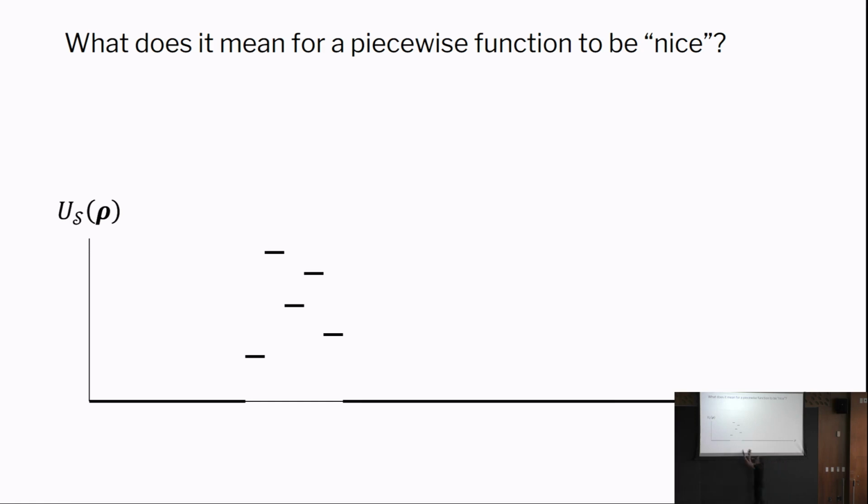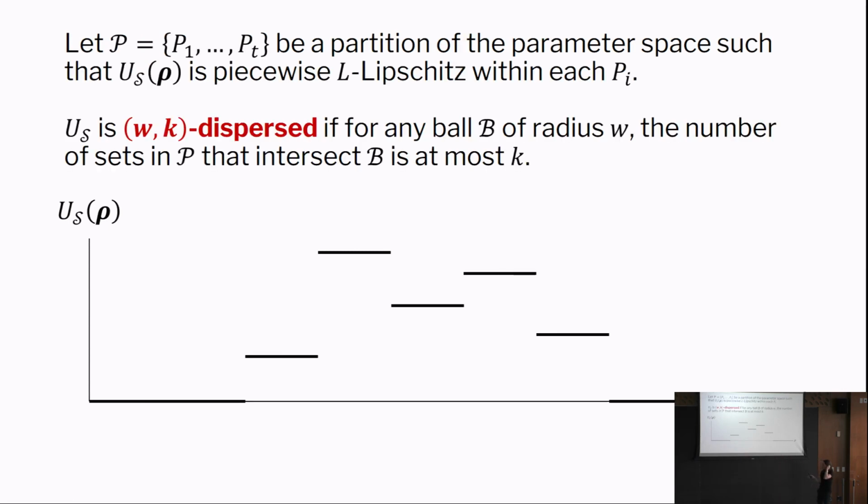So if you imagine they're all bunched together, then if we move just a little bit on the x-axis, our y could change a lot. But if our boundaries are kind of spread out, well, unless you're really close to a boundary, then when you change your x-axis a little bit, your y-axis is probably going to stay about the same. So that's kind of the idea of WK dispersion.